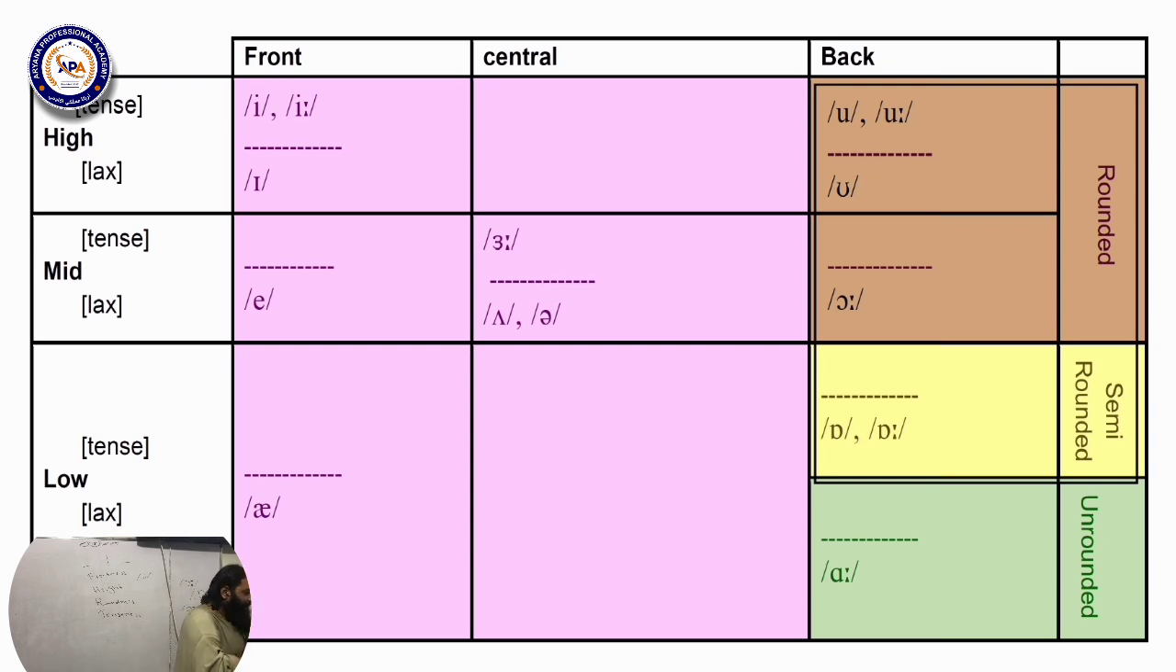Okay, these were categorizations of vowels. If you have any question, you can ask.